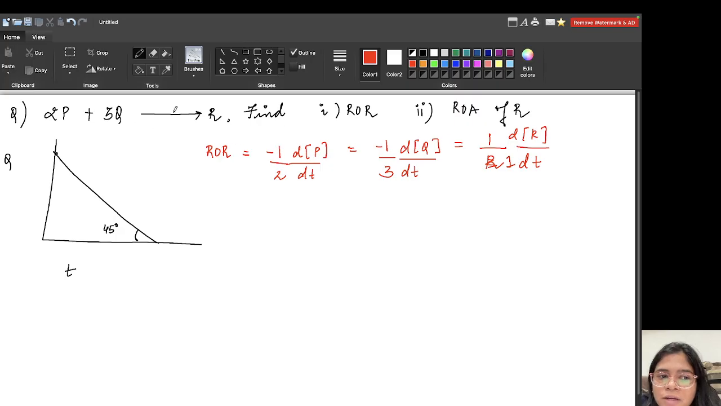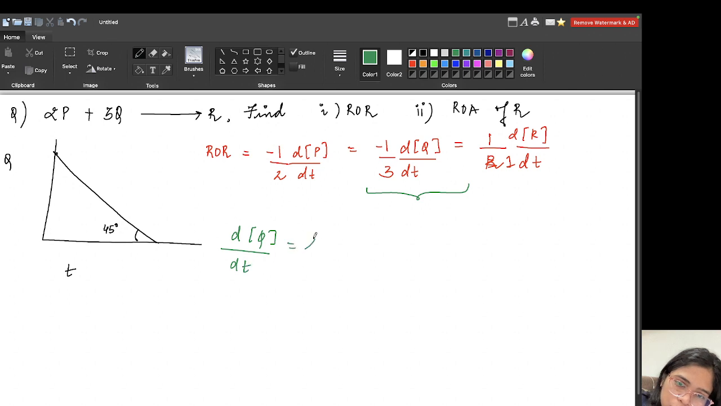Now how do we find it? What thing is given to us? Q is given, right? We can find this particular thing, dQ/dt. What will your dQ/dt be? Slope. What is your slope? Slope will be equal to tan theta. What is tan theta?